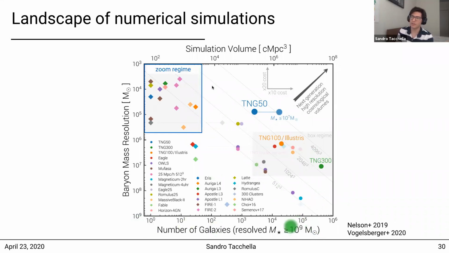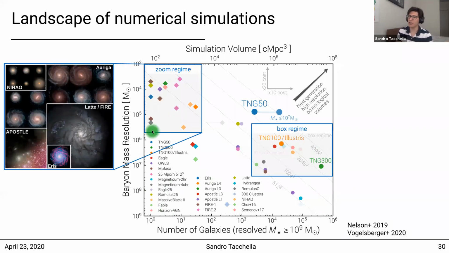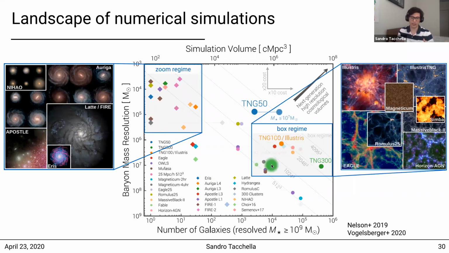And there are these two regimes where we call this the zoom regime, where we have only very few galaxies in the simulations, but they all have a very high resolution. And then there is the other regime, which is sometimes called the box regime. So those usually are simulations that have thousands, 10,000s of galaxies and have a slightly lower resolution. And of course, you want to study both of them in order to understand what's the physics that drives galaxies.